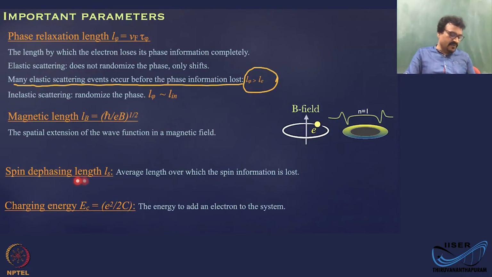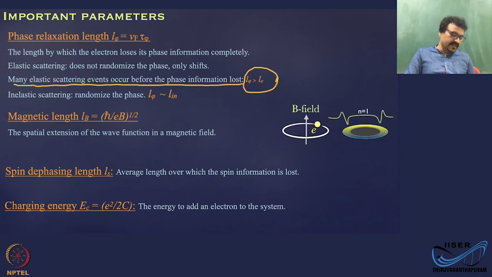And there is another term called spin dephasing length. That is the average length over which spin information is lost. So if you define the spin of an electron to a certain direction, that parameter will get randomized, or the spin will flip, after that length. So that is called the spin dephasing length.